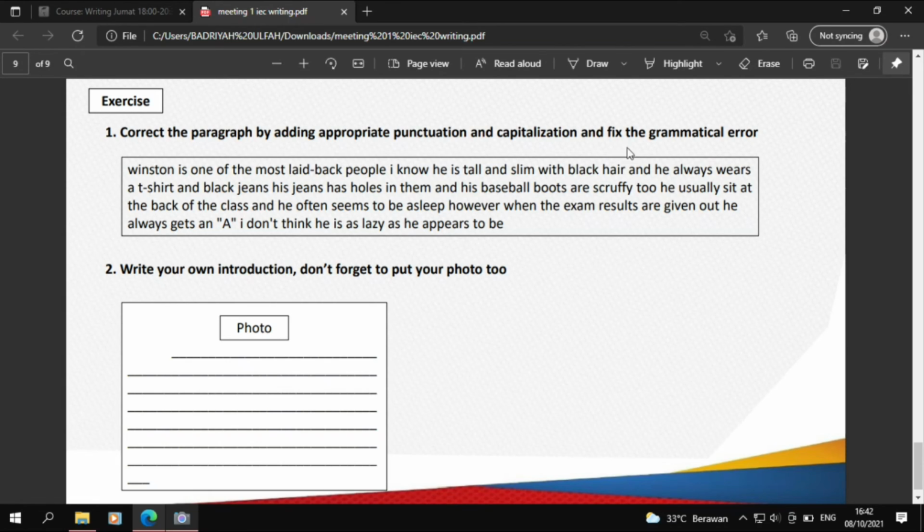And fix the grammatical error. Dan perbaiki kesalahan grammarnya. Ada yang salah grammarnya di sini. Grammarnya cuman si present tense sama si to be tadi. Coba, mudah sekali. Karena paragrafnya juga pendek.